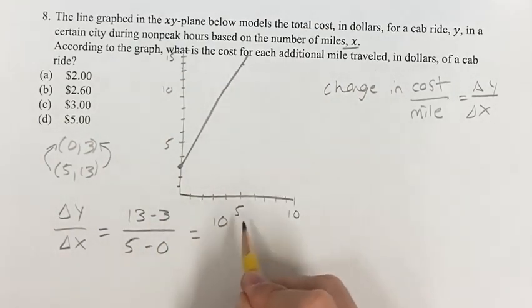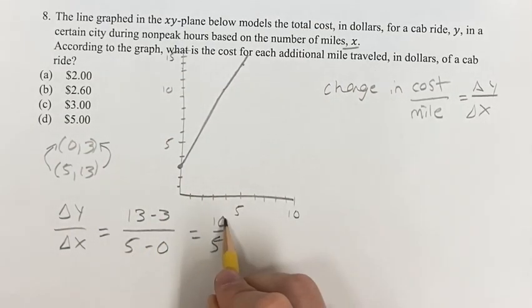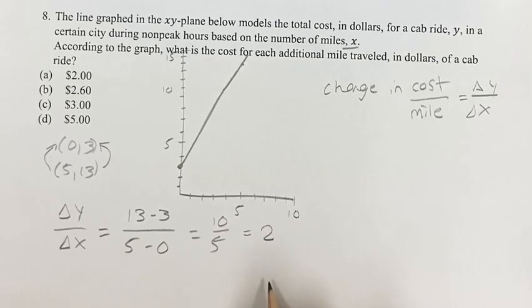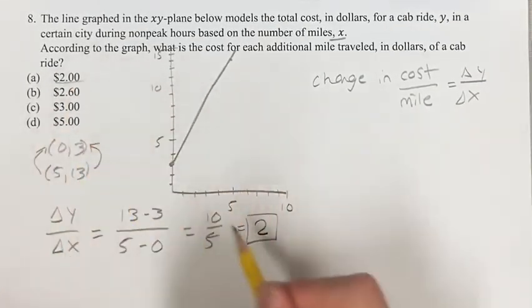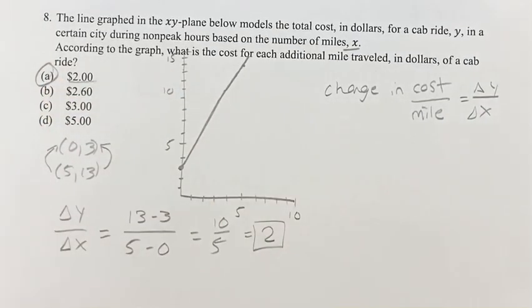13 minus 3 is 10, divided by 5 minus 0 is 5, 10 divided by 5 is 2, and this is going to be your final answer. Of course, it's in dollars for the actual final answer, but $2, 2, either way, A is going to be your final answer.